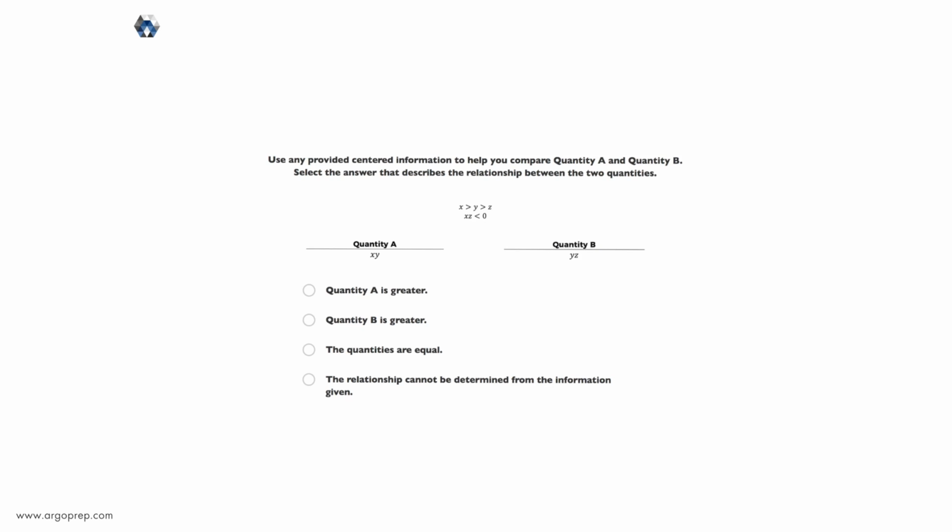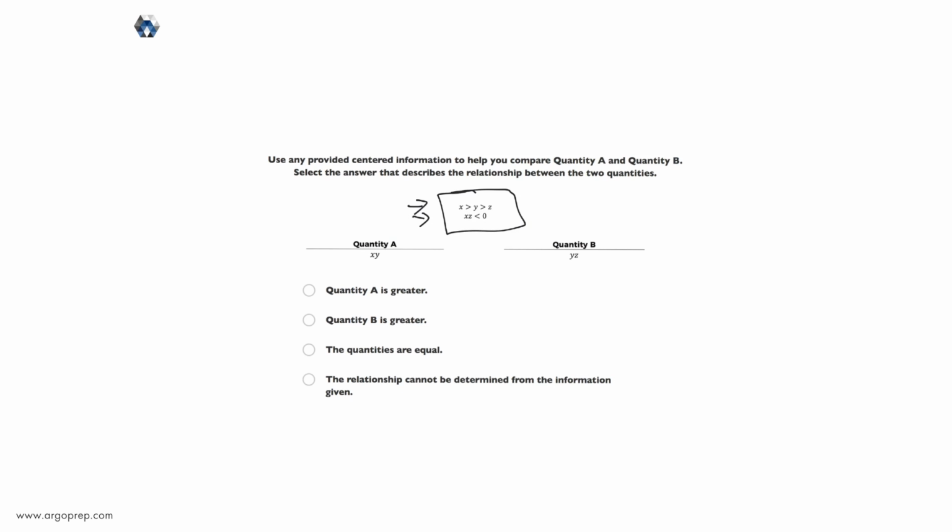Okay, moving on to the next question. Here we are actually given some centered information where we have x is greater than y and y is greater than z. And the second statement reads that x times z is less than 0. Quantity A, we're comparing the value of x times y, and quantity B, we're comparing the value of y times z. So this centered information, we need to figure out what to do with the centered information, right?